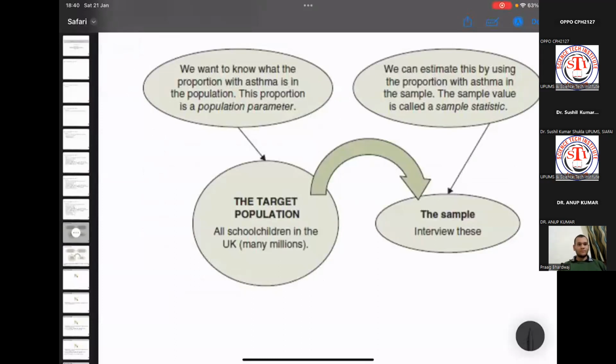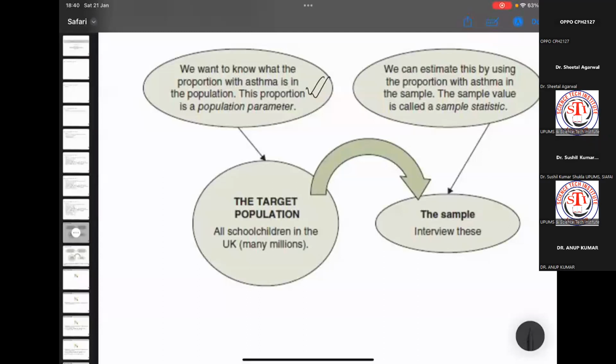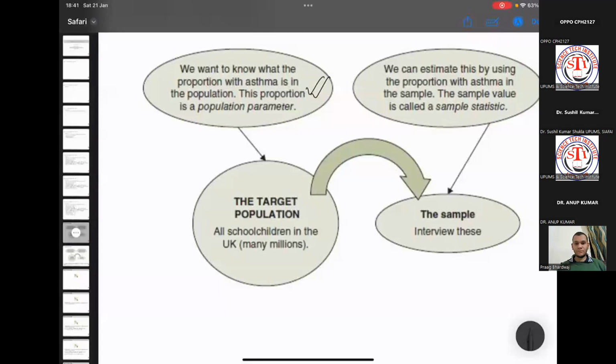Now, this is another very important slide to understand what actually we do in statistics, that we have a target population. You can think of all the school children in the United Kingdom, and they may be many millions. What we want to know, you can see the research question which is written over here. We want to know what proportion are with asthma in this population, and this proportion is a population parameter, means all the school going children and what proportion of them are asthmatic. We need to estimate this proportion.